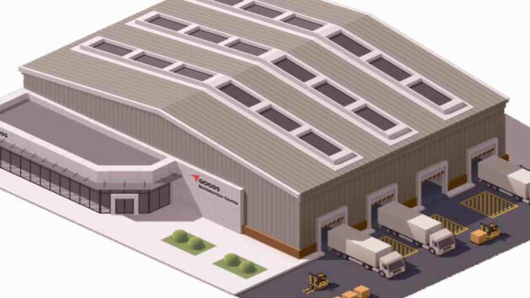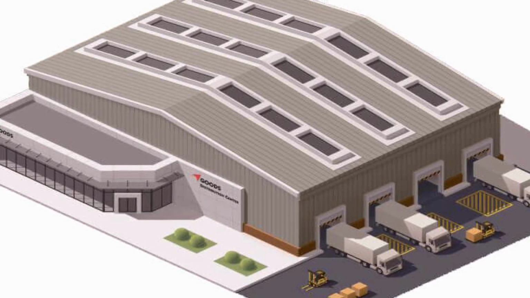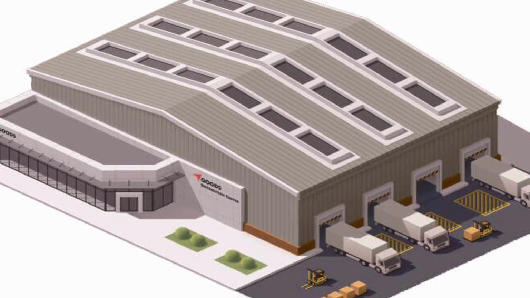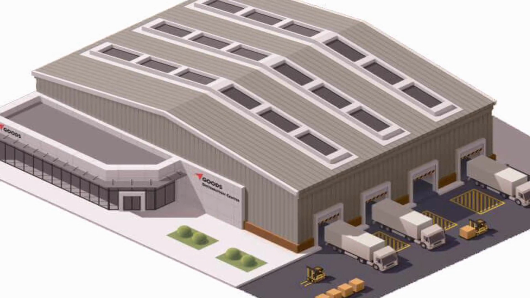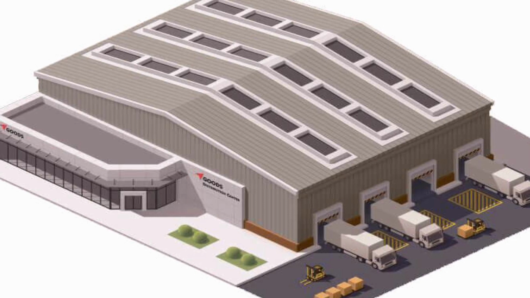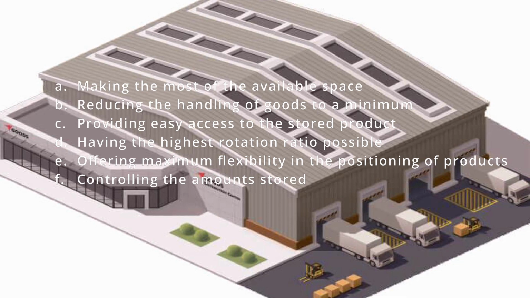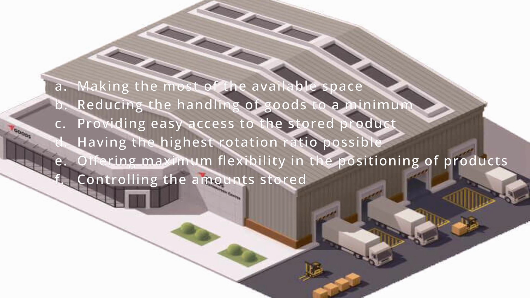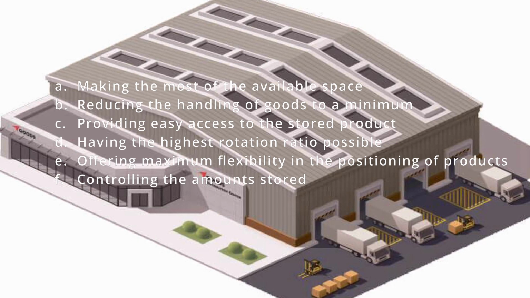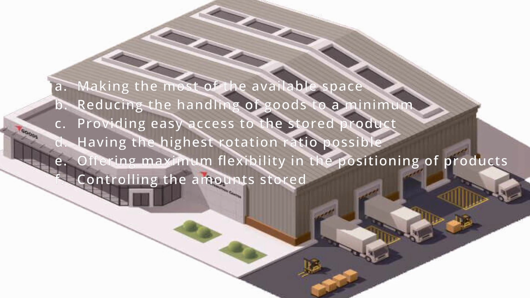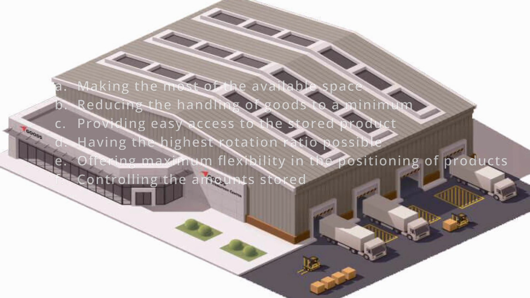Even though the last of these options does not involve making extremely important decisions that will affect the development of the business over a medium to long term. Nonetheless, despite the specific circumstances, the general layout of the facility must cover all these needs. So the reasons are: A, making the most of the available space. B, reducing the handling of goods to a minimum. C, providing easy access to the stored products. D, having the highest rotation ratio possible. E, offering maximum flexibility in the positioning of products. F, controlling the amounts stored to achieve these objectives.